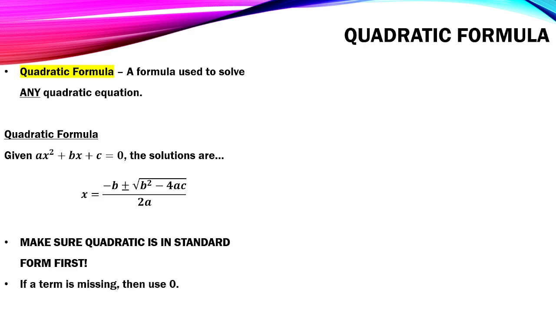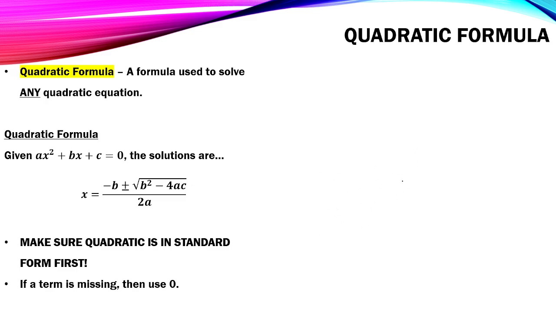Secondly, if a term is missing, for example, let's say instead of ax squared plus bx plus c, you had something like ax squared plus c. Notice that your bx is missing. Then just pretend that your b is equal to 0 in this example. So anytime there's a term missing, just pretend it's a 0. Another thing is, let's say you had ax squared plus bx, and the c was missing, then just pretend that your c is equal to 0. So anytime a term is missing, we'll just use 0 as a placeholder for that number.